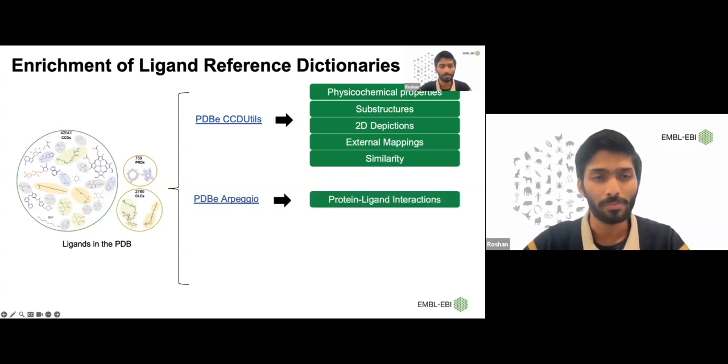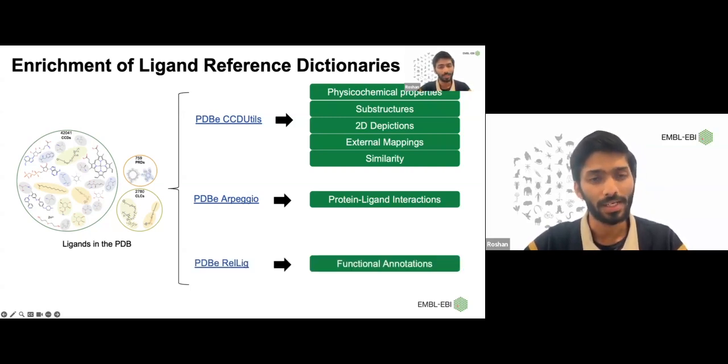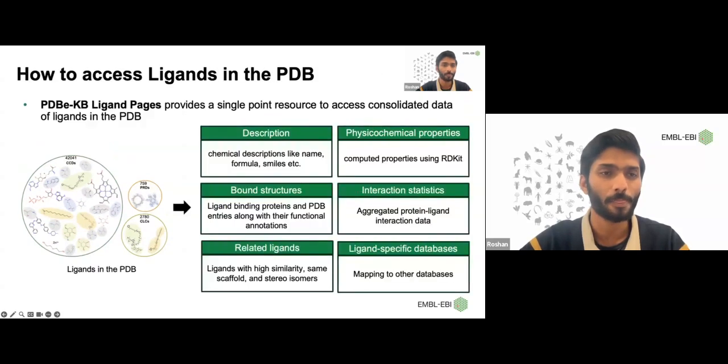We use a tool called PDB RPGO to calculate protein-ligand interactions from the entire PDB archive. We also have developed a tool called PDB Relic to identify functional annotation. As I mentioned, some of the ligands act as a crystallizing agent, some act as a cofactor, reactant, or drug-like molecule. So we use some heuristics, based on similarities, to identify the likely chance of a ligand acting like a cofactor or reactant.